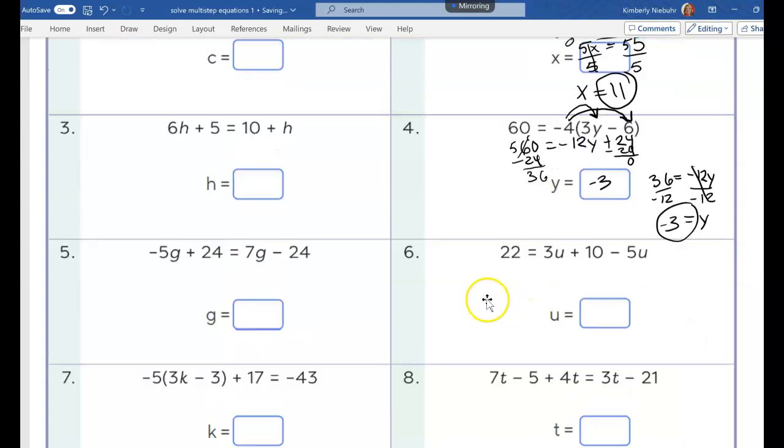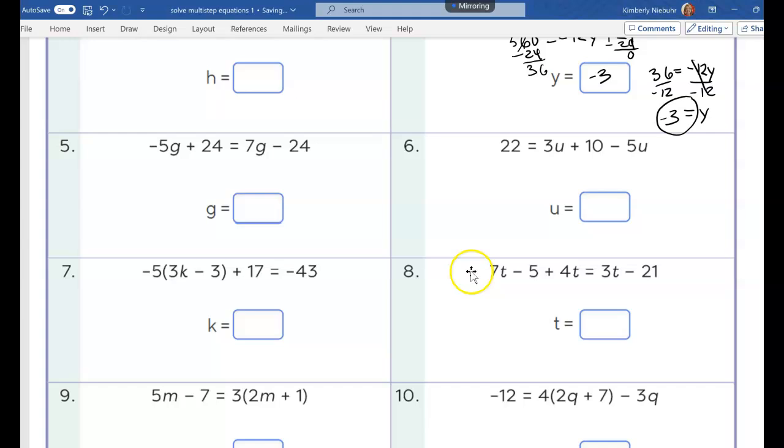I'm looking for more parentheses. Here's one, number 7. We have got to do the distributive property first. Negative 5 times 3k. Negative 5 times negative 3. Negative 5 times 3 is 15. What kind of 15? Negative 15k. And then negative 5 times negative 3, again, is 15, but it's going to be positive.